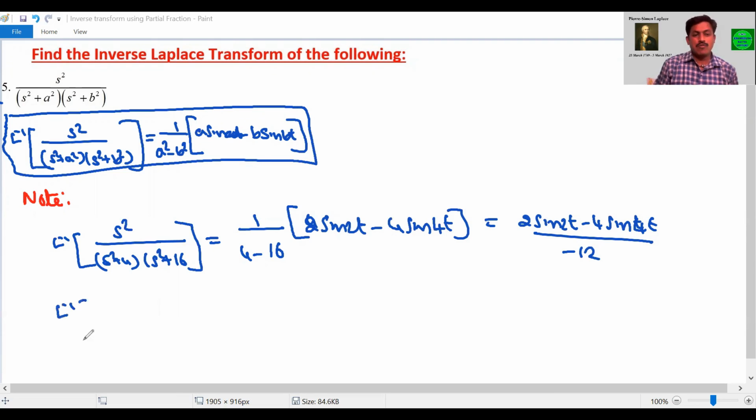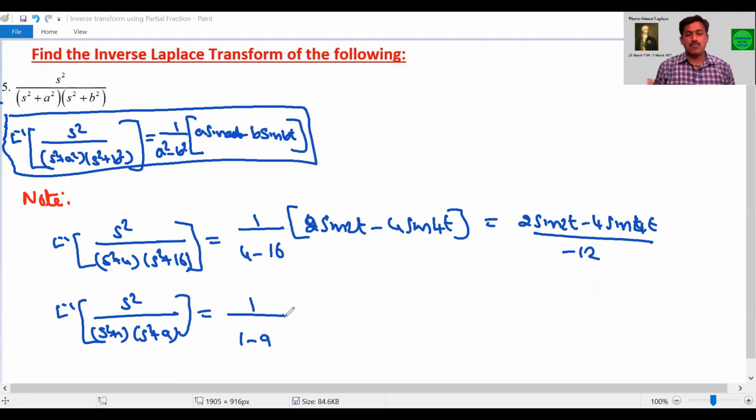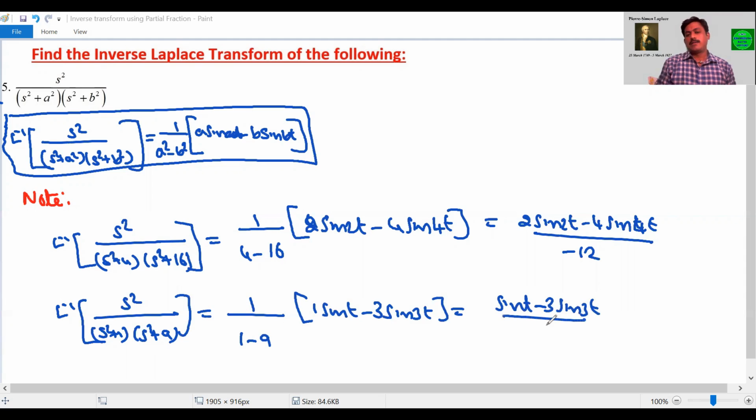Similarly, L inverse of, they may ask sometimes, 1 divided by (s square plus 1)(s square plus 9). So here a square is 1, b square is 9. So 1 by (1 minus 9) into (a sine at minus b sine bt). The b value is 3, so 3 into sine 3t. So we can write our result as (sine t minus 3 sine 3t) by minus 8.